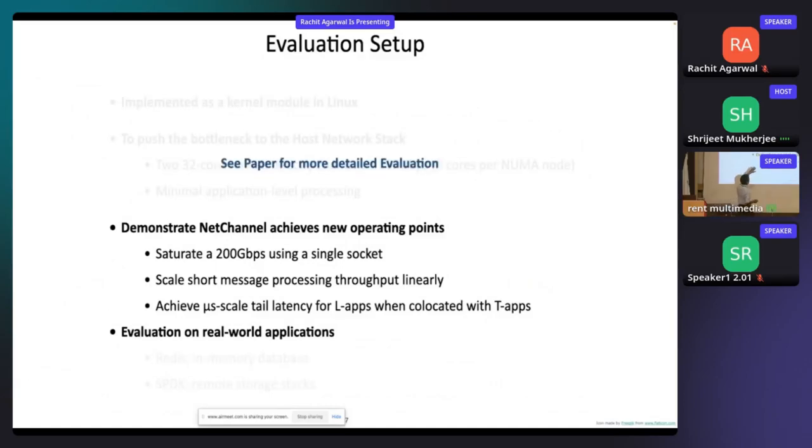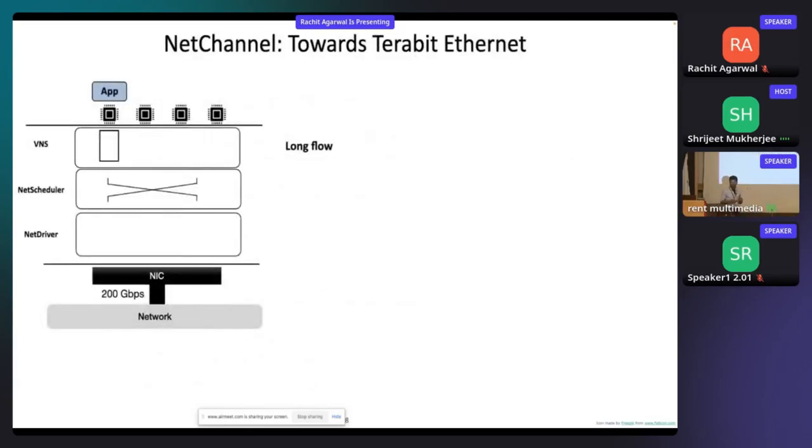In particular, I want to show you these three interesting data points. Okay. So using a single socket, we'll be able to saturate a 200 gigabit link. We will be able to scale short message processing throughput linearly and achieve microsecond latency even when there's huge contention at the host. So in the first case, the long flow case, the application will submit data to one socket. The NetChannel core system, not the user, will be able to scale that processing across multiple cores and submit it to different channels.